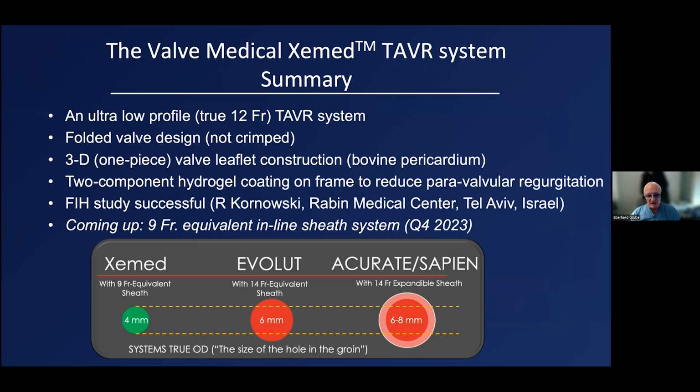So in summary, this particular valve is an ultra-low profile, true 12 French OD. It's a folded valve design. It is not crimped. 3D one-piece valve leaflet construction with bovine pericardium. Two-component hydrogel coating on frame to reduce paravalvular regurgitation. First in man successfully done, and coming up in 2 months, Q4. 9 French equivalent inline sheath system. And you can see on the left side the ZMed 4mm device, comparing it to Evolut and Sapien devices.